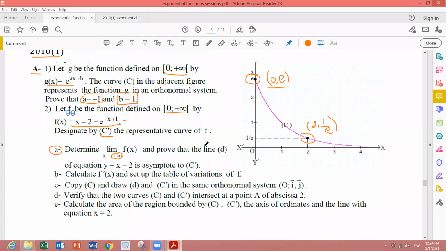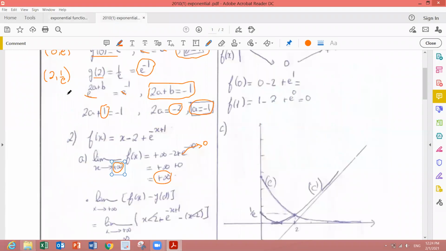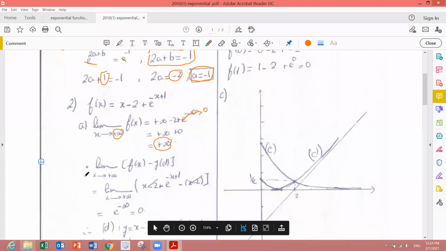And prove that the line D, we are going to show that the line D of equation y equals x minus 2 is an asymptote. What is the nature of this asymptote? Oblique. How to prove an oblique asymptote? Limit as x tends to plus infinity of f of x minus y of D. How much should this limit be? 0.